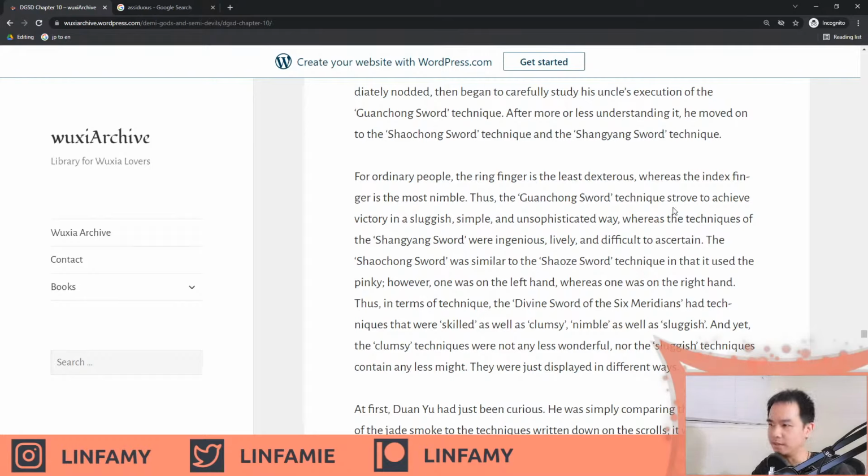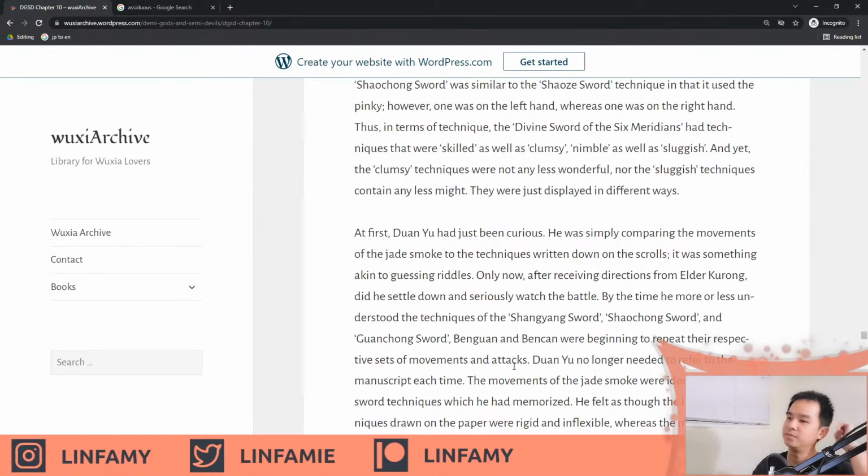Thus, the Guanchong sword technique strove to achieve victory in a sluggish, simple, and unsophisticated way, whereas the techniques of the Shanyang sword were ingenious, lively, and difficult to ascertain. The Shaochong sword was similar to the Shaozi sword technique in that it used the pinky. However, one was on the left hand, whereas one was on the right hand. Thus, in terms of technique, the divine sword of the 6 meridians had techniques that were skilled as well as clumsy, nimble as well as sluggish. And yet the clumsy techniques were not any less powerful, not any less wonderful, nor did the sluggish techniques contain any less might. They were just displayed in different ways.